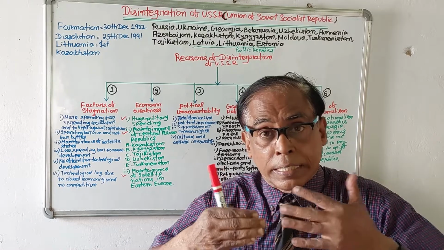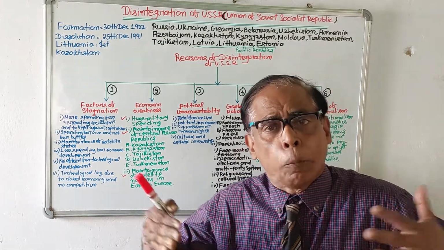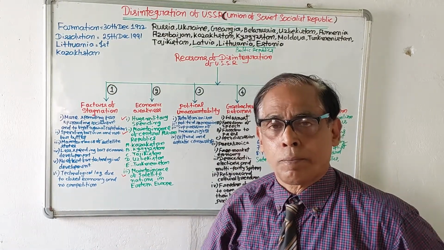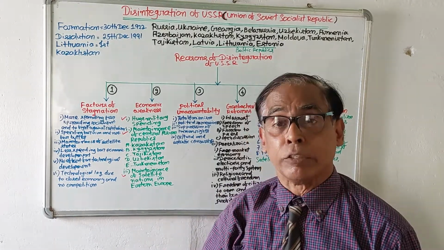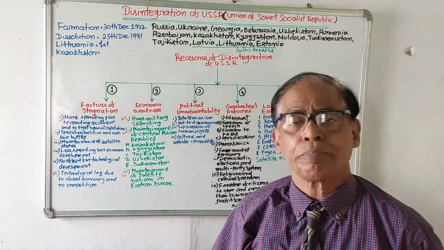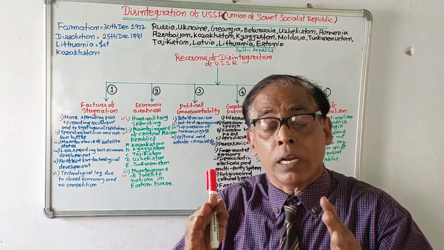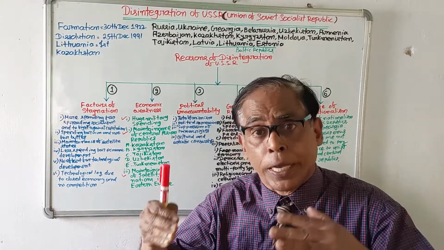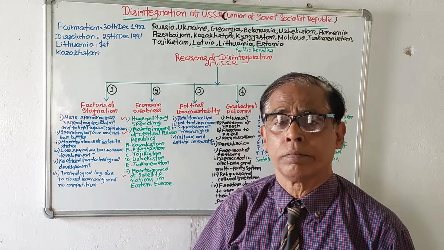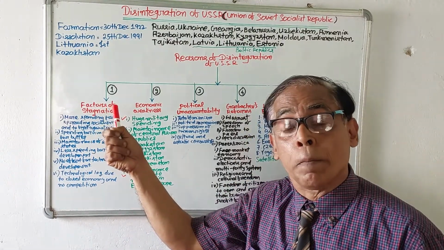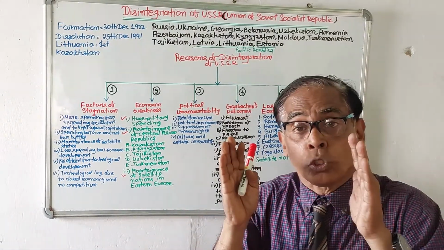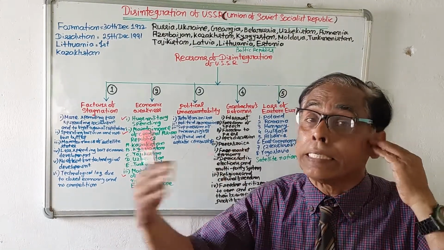And it was disintegrated, made into pieces, on 25th December 1991. The first country which declared independence from USSR was Lithuania, and the last country which declared independence was Kazakhstan. So USSR, which was once a very powerful country, was disintegrated due to not one but many factors. In this video we will discuss mainly 6 reasons.